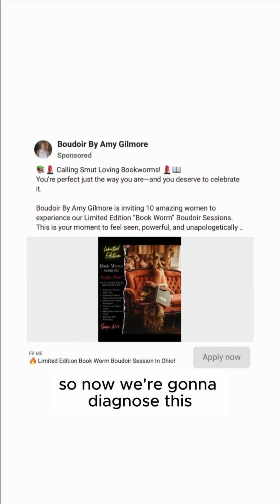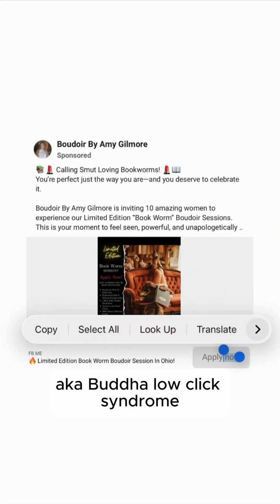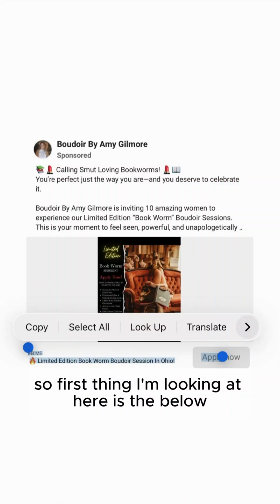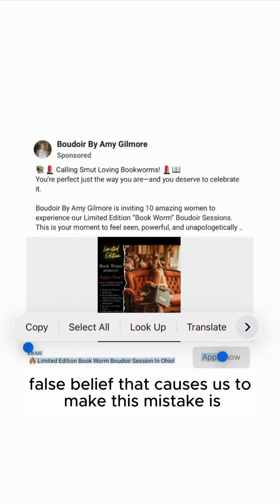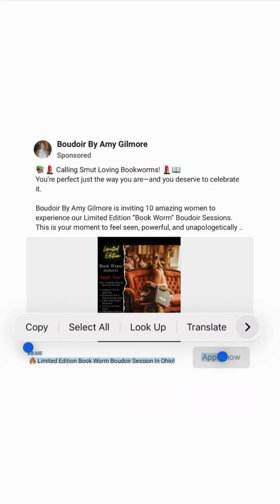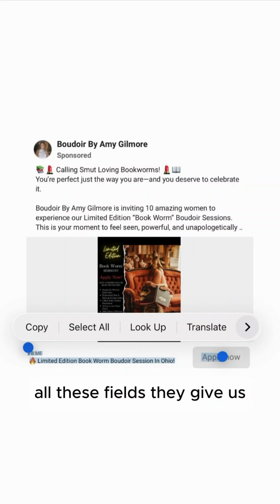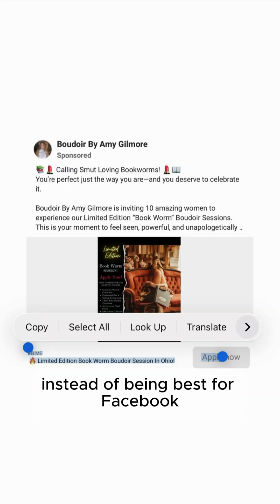So now we're going to diagnose this, see if we believe it's BLCS, aka Boudoir low click syndrome, with a unique CTRL under 6%. So the first thing I'm looking at here is the below creative cluster mistake. The false belief that causes us to make this mistake is that we're trusting that what Facebook recommends for us to fill out in our ads, all these fields they give us, is best for us instead of being best for Facebook.